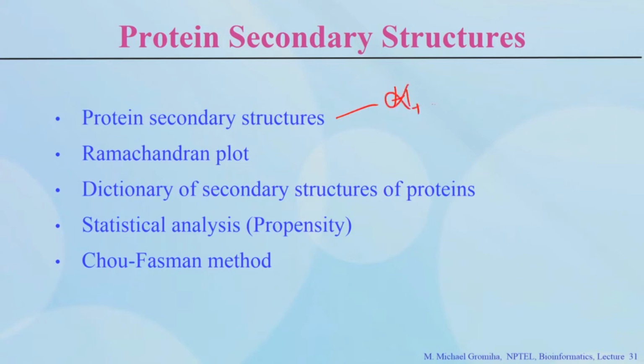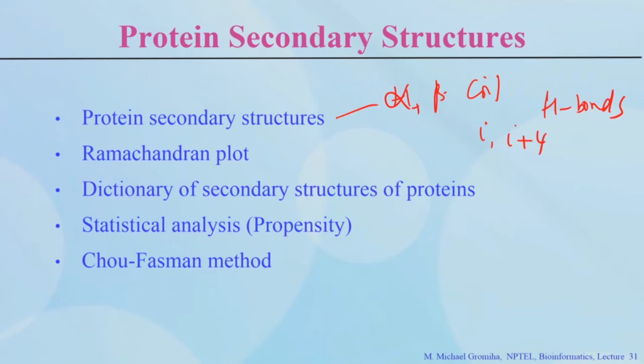Helix, strand and the coil, turn, coil, right. So, what are the major interactions for the secondary structures? Hydrogen bonds, right. Hydrogen bonds between main chain atoms or side chain atoms? It is mainly main chain atoms, right. How are the helices formed? I and I plus 4, between the NH and CO groups, right.